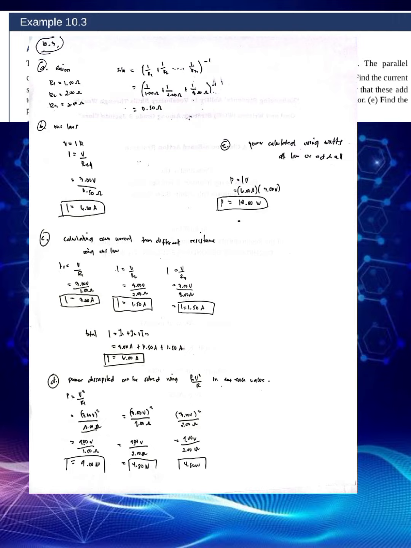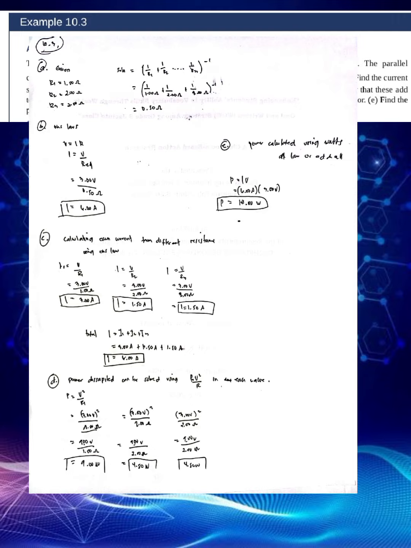And for the current 2, 3 volt divide 2 ohms for resistance 2. So we get our current is equals to 1.50 ampere. And for the last resistance, so volt is 3 volt divide 2 ohms for resistance 3. So we get 1.50 amperes.